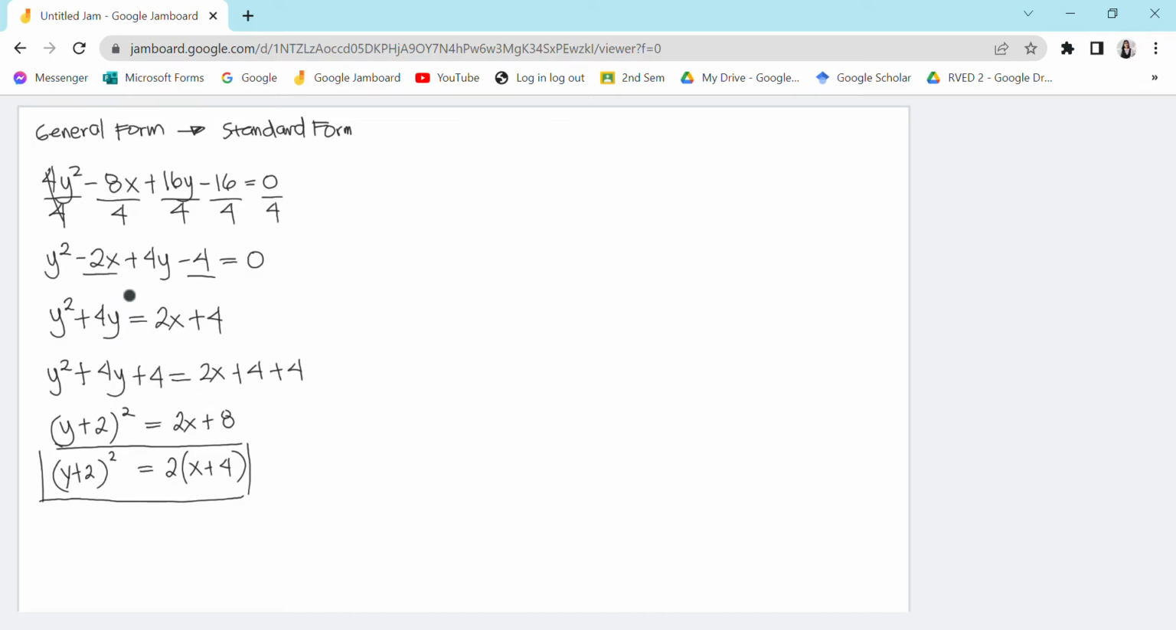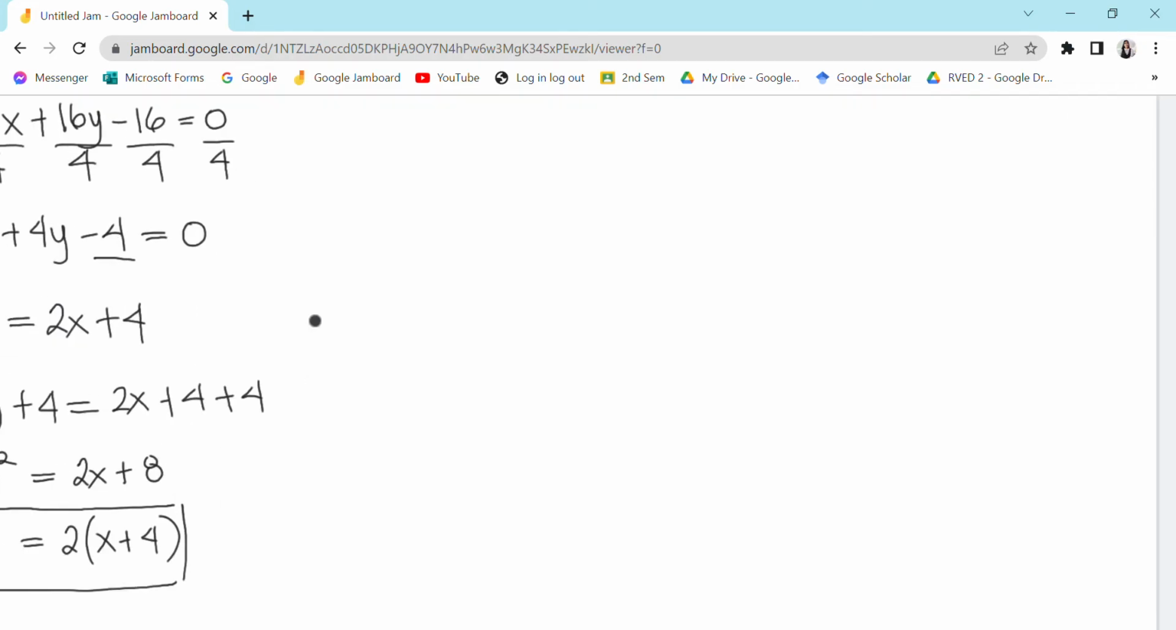Okay? Anyway, this is the easiest method. That's why it is encouraged for you to apply this. So again, we divided each term by 4 because 4 is the coefficient here. It needs to become 1. After that, you'll just follow the same pattern. Transpose the unlike terms, apply completing the square, factor, simplify. Okay? So this is general form to standard form.